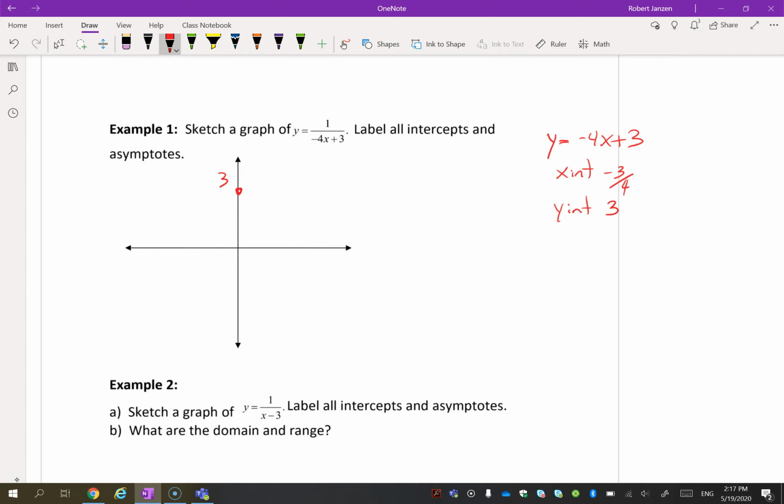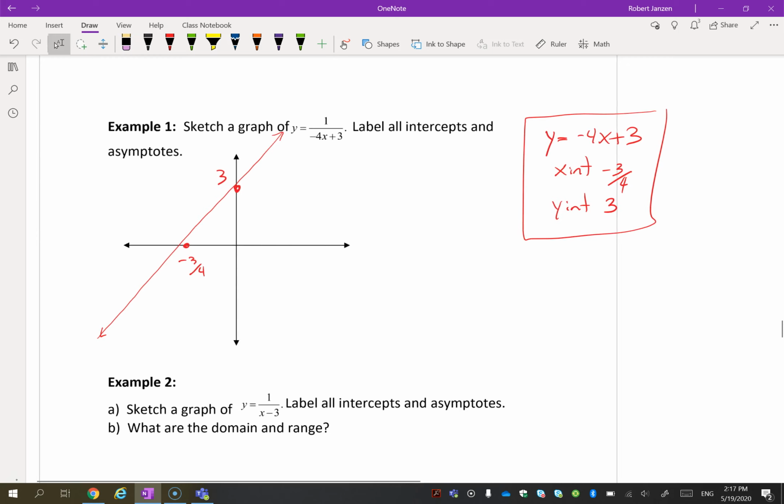So I'm going to put that there, and I'll put this here. Okay, so that's the line y equals negative 4x plus 3. Okay, so we're going to start to do that. That's sketch the basic graph. Now we're going to do the reciprocal.